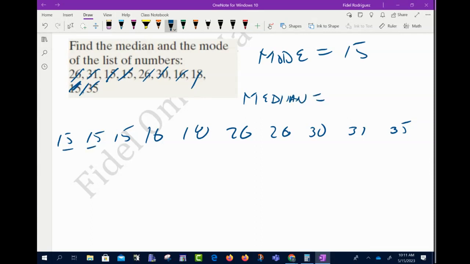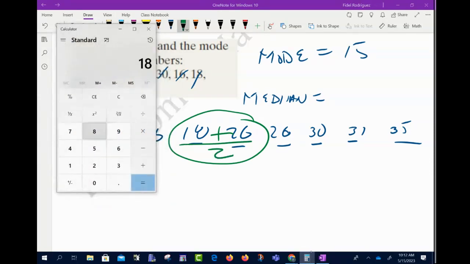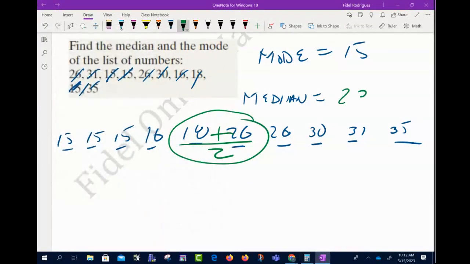the median. 1, 2, 3, 4, 5, 6, 7, 8, 9, 10. I got 10 numbers up here, y'all. So remember, the median is going to be the average of the two in the middle. What numbers are in the middle? 18 and 26. We're going to find the average of those. So 18 plus 26 divided by 2 is 22. And there's our median. Okay.